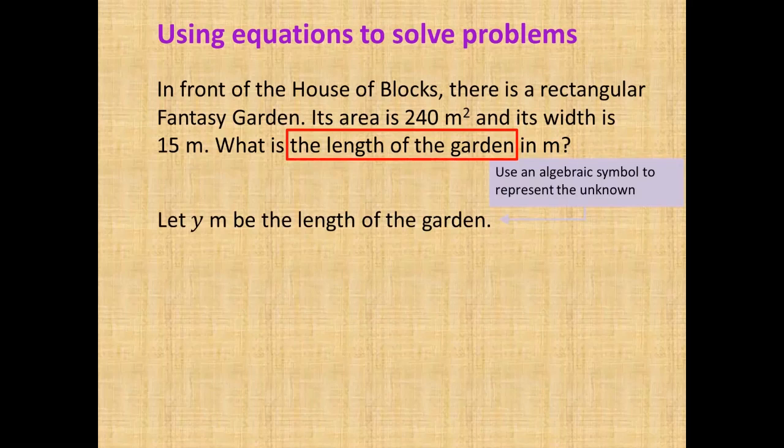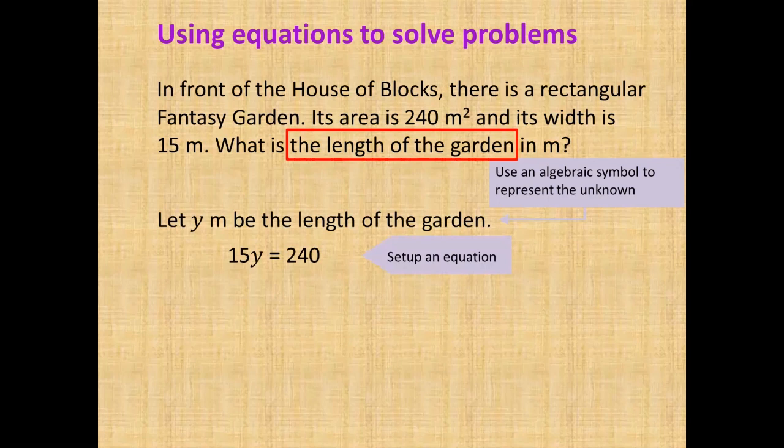After that, do you still remember what the next step is? Yes, we need to set up an equation for ourselves. According to the question, we are looking for the area of a rectangular garden. So I need to set up the equation like this: 15 times y equals 240. It is because 15 is the width and I have y as the length. So length times width equals the area, and the area equals 240.